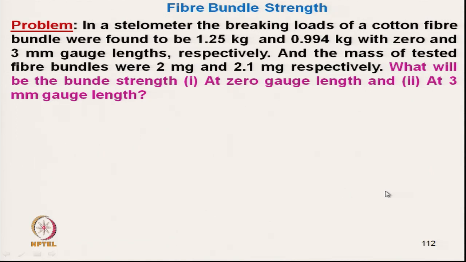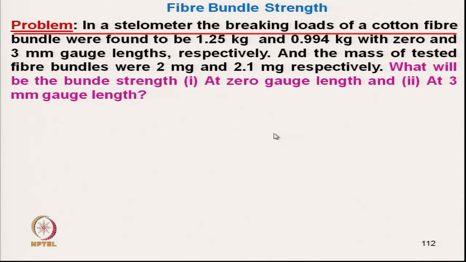In Stelometer, in addition to the 0 gauge length, there is a provision to increase the gauge length to 3 millimeter. We can insert one metal strip which is 3 millimeter in thickness. So, the gauge length will be 3 millimeter, but the effective length of the fiber bundle will be 12 millimeter plus 3 millimeter, it will become 15 millimeter. So, next problem is on Stelometer.